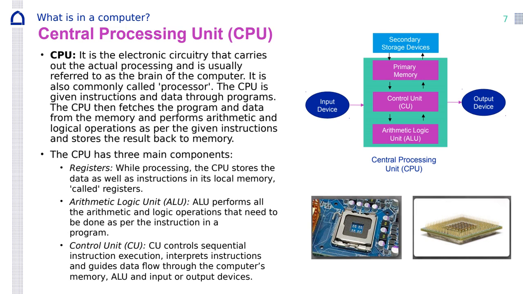Okay. The central processing unit, CPU, of the computer. It is the electronic circuitry that carries out the actual processing and is usually referred to as the brain of the computer. All the operations are done inside the CPU. Everybody else is helping the CPU. Some people call it the processor.